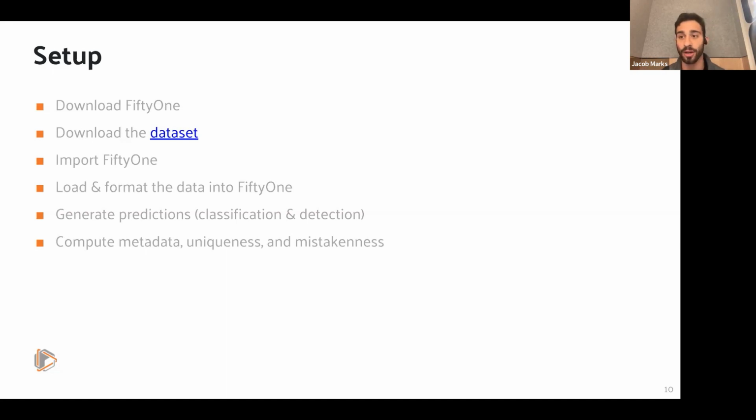And then I've also generated predictions on this data set so that we can play around with them. Generated predictions for some classifications and for some detections. I've also already computed the metadata, uniqueness, and mistakenness. So this sounds like a lot. In reality, a lot of these things are single lines of code, and you can see that in the notebook. But we're going to be starting from the point of having this data set ready.